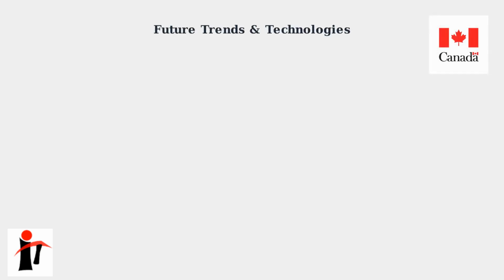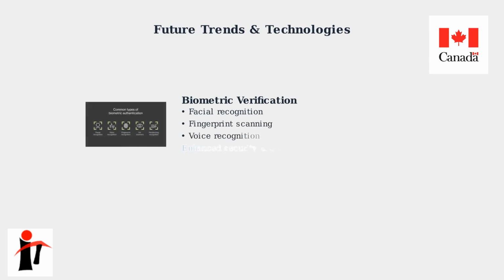Looking toward the future, the CRA is implementing several technological advances that will change how Canadians access their tax accounts. The Canada Revenue Agency is moving toward a digital-first approach with exciting new technologies on the horizon. Biometric verification is being explored for future implementation. This could include facial recognition, fingerprint scanning, and voice recognition to make account access more secure and convenient.